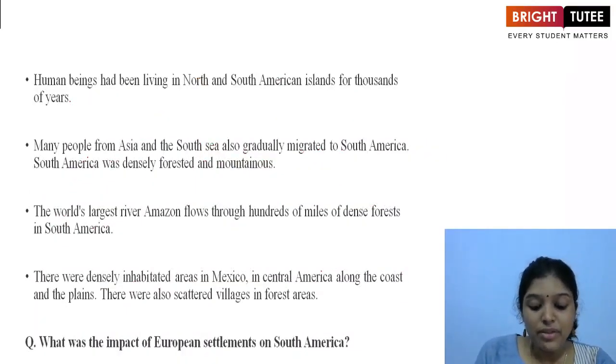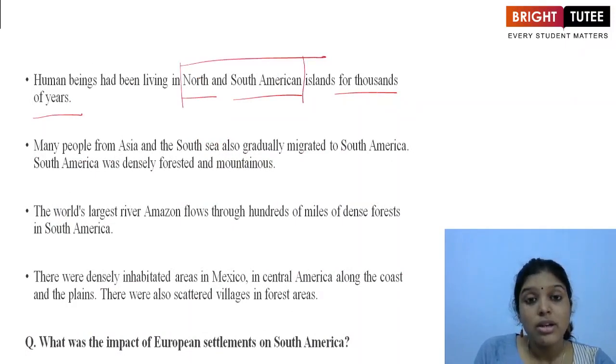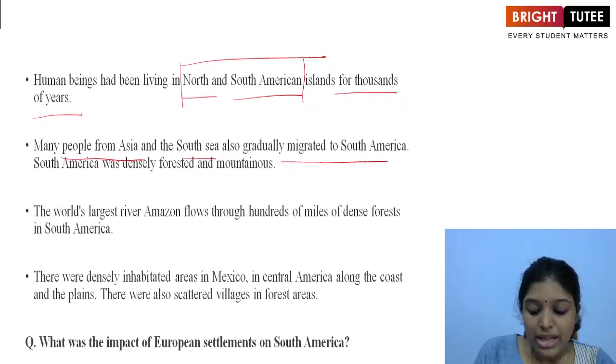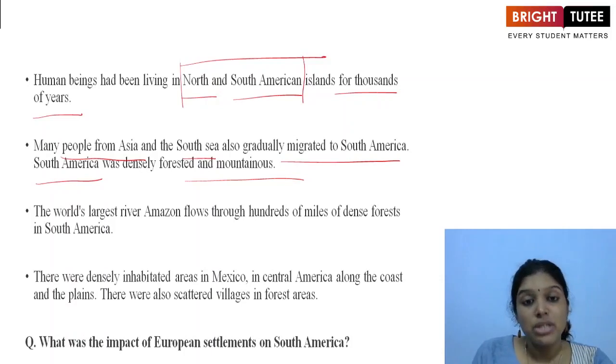And human beings had been living in North and South American islands for thousands of years. So both in the North and the South American continents, the people had settled there for thousands of years before the coming of the colonizers. And many people from Asia and South Sea also gradually migrated to South America, which was densely forested and mountainous. So we also see that human history is a history of human migration. It is not like people were always sedentary, but then people moved.